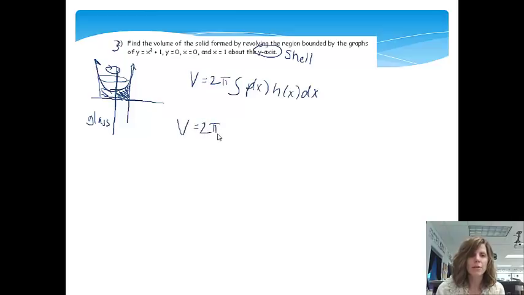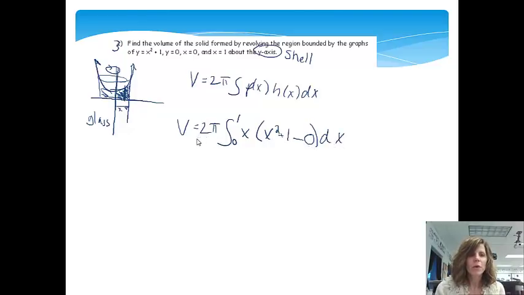Okay, so we're going to get volume equals 2 pi. This is going to go from x equals 0 to x equals 1. So 0 to 1. My p of x, so again, if I draw one of those layers, it just starts at 0 and goes out to x. It just goes out x in that direction, so x. And then the height is going to be the top minus the bottom. The top is hitting the line y equals x squared plus 1. And then the bottom is hitting the line y equals 0.